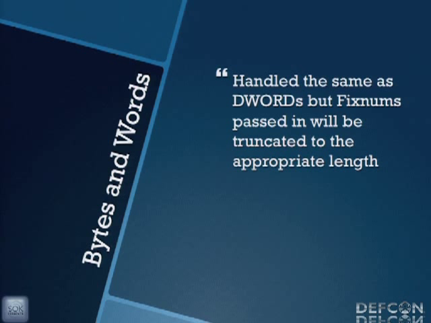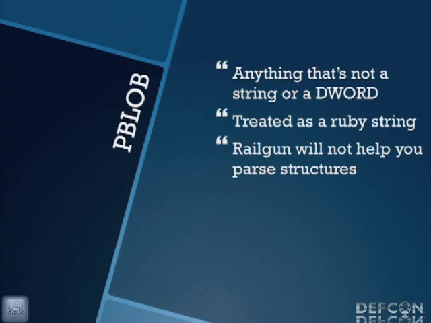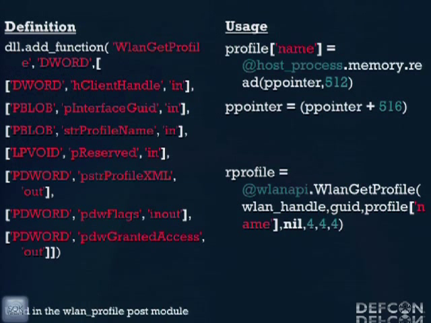Bytes and words basically do the exact same thing as DWORDs, but they'll be truncated to the appropriate length by Railgun, so it handles all of that for you. And then the last sort of catch-all is the pointer to a blob. This is basically any data that doesn't fit any of the other data types. It's a blob, and on the Ruby side, we just treat it as a string. This is important also because Railgun doesn't really help you parse structures, so sometimes you have to do some kind of rejiggering there to work with some of the more advanced Windows structure types.